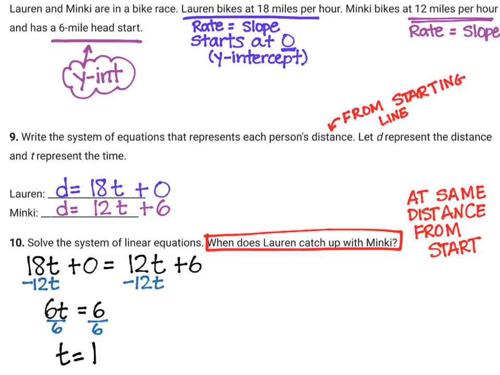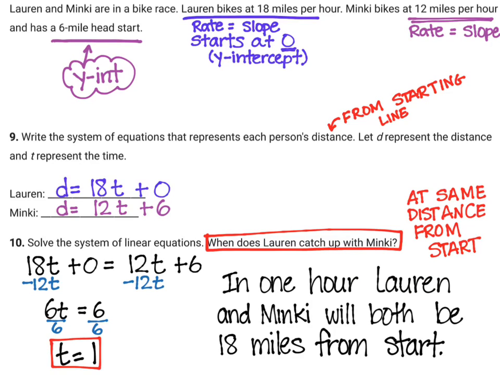We need to finish this up by writing what that means in the context of this problem and the question that was being asked. So when does Lauren catch up with Minky? In 1 hour, Lauren and Minky will both be 18 miles from the start. So this is when they catch up with each other. You could have also phrased it that in 1 hour, Lauren will catch up with Minky. Either way, by saying they'll both be at the 18-mile mark means they've caught up.